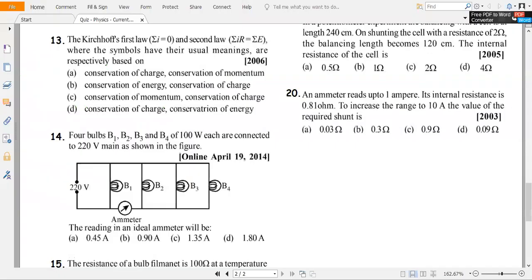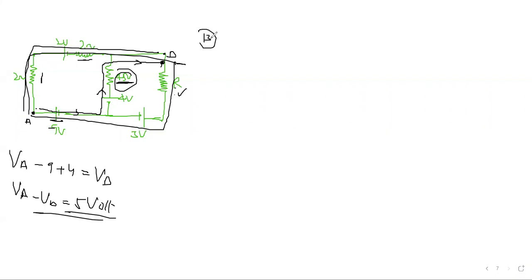Now moving to question number 13. 13 is a simple question. Here they said Kirchhoff's law, that sum of all current is zero, and the second law, sum of all voltage drop is zero. They are based on what? Conservation of charge and conservation of energy. Correct? So the fourth option is the correct answer. First law is based on conservation of charge and second law is based on conservation of energy.